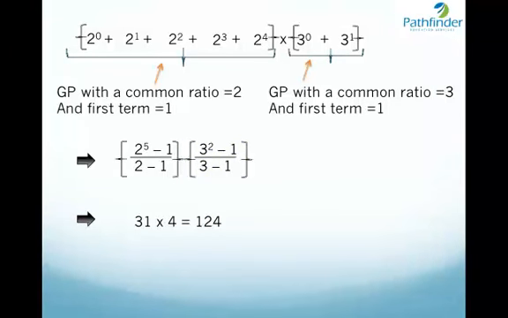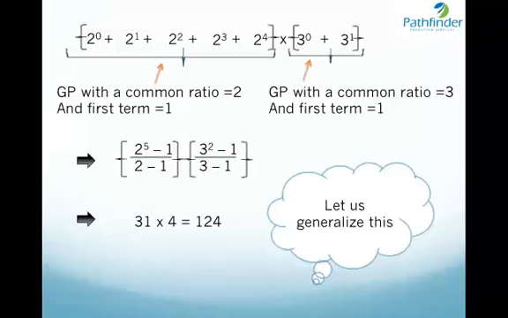And if we simplify this, the first bracket, that is 2 to the power 5 minus 1 upon 2 minus 1, will give us a 31. And the second bracket, that is 3 square minus 1 upon 3 minus 1, will give us a 4. If you multiply, you will get 124 as the answer.